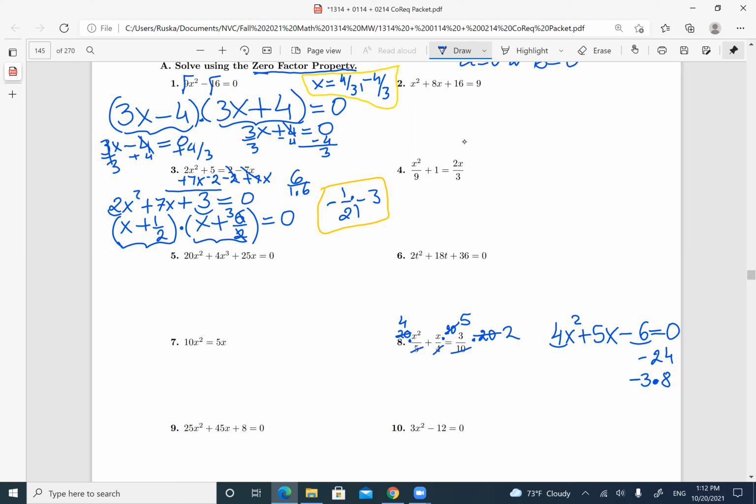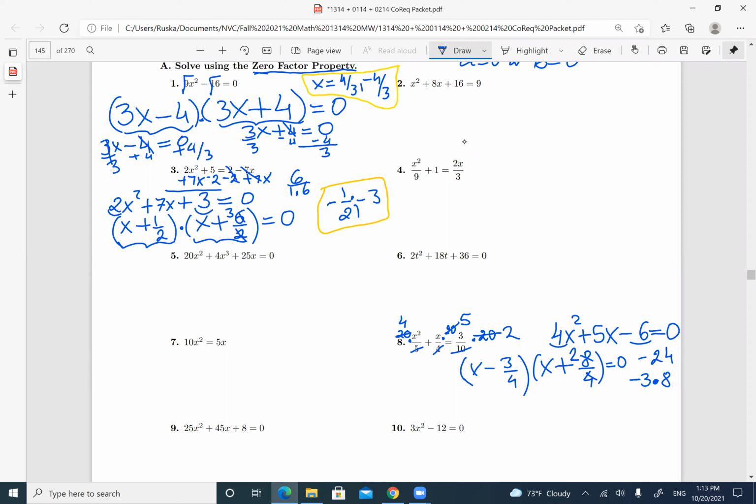So I'm going to multiply negative 3 times 8. These are my magic numbers. I'm going to get negative 24. And when I add them, I'm going to get 5. So those are my numbers I'm going to use to factor. So you factor it like x minus 3 over 4 and x plus 8 over 4 equals 0. 8 over 4 is 2. So this reduces to 2.